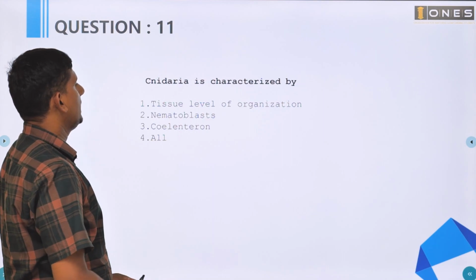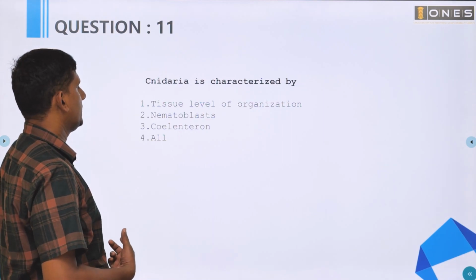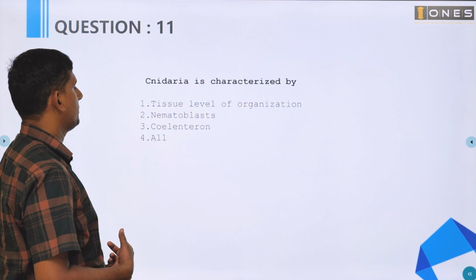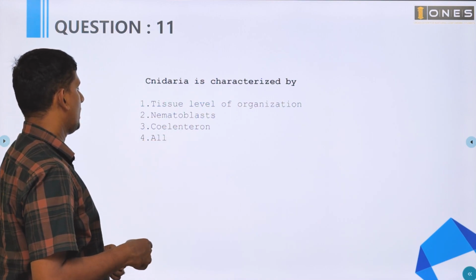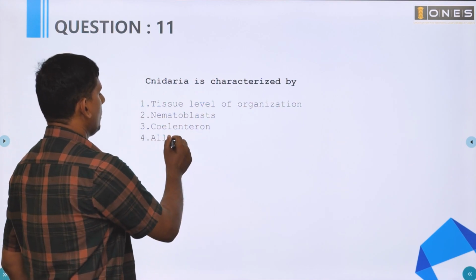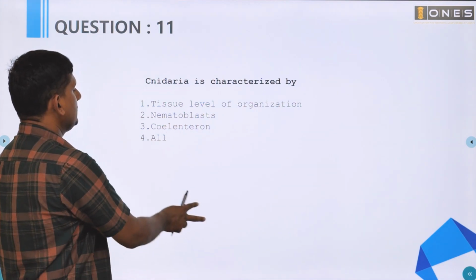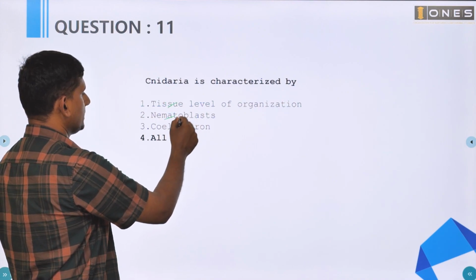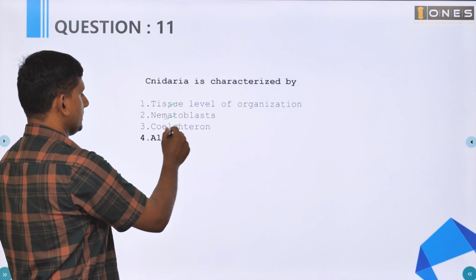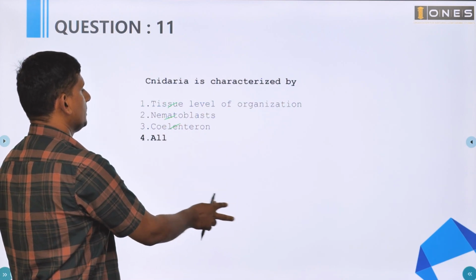Now the next question is, Cnidaria is characterized by option A, tissue level of organization, option B, nematoblast, option C, coelenteron, and option 4 is all the above. So the answer is all the above. Means tissue level organization and nematoblast and coelenteron. So the answer is all the above.